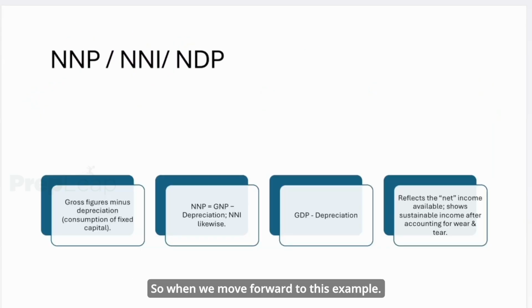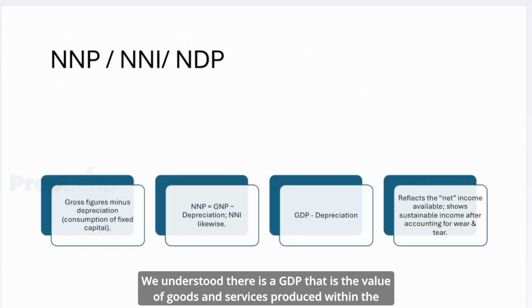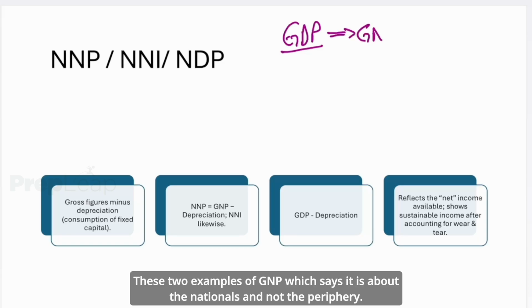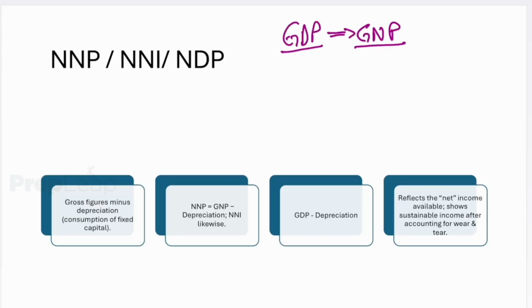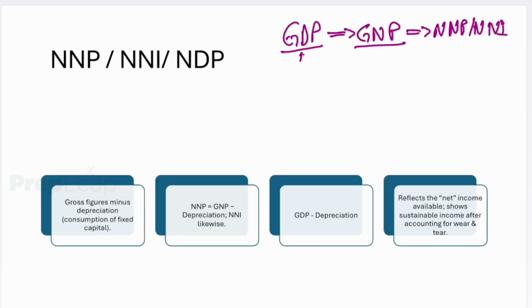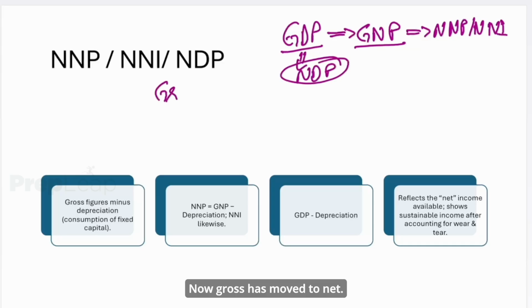So when we move forward to this example, we understood there is a GDP, that is the value of goods and services produced within the periphery of a country, final goods and services. We reach the example of GNP, which says it is about the nationals and not the periphery. Then we go to a concept called NNP, net national product or net national income, or from GDP we come to NDP. So what are these? Gross has moved to net. So when does that happen?